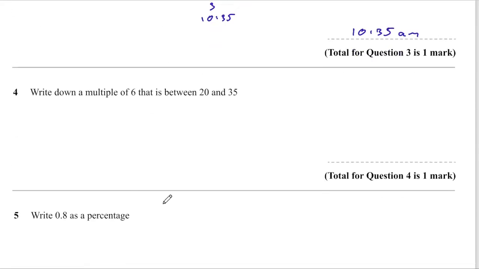And question 4, write down a multiple of 6 that is between 20 and 35. So if we think about our 6 times table, our first option is going to be 24, which is 6 times 4. We'd also have 30 as an option. So we could pick either one of those. So I'll go for the first one to keep things as simple as I can for my marker.